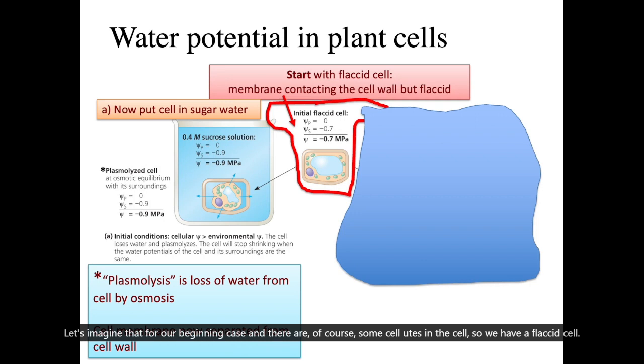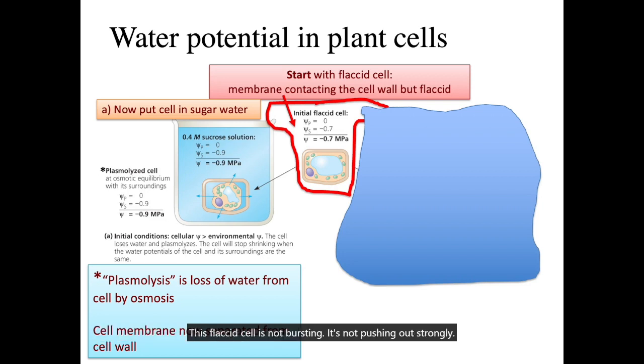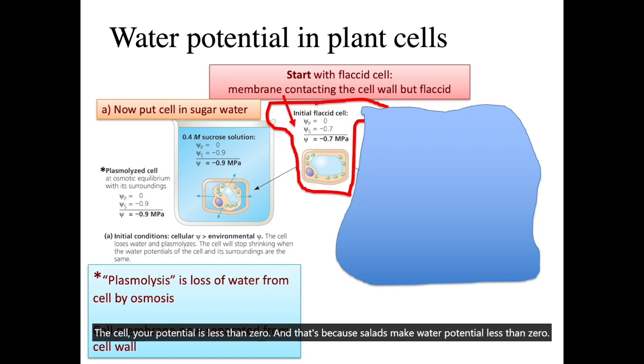And there are, of course, some solutes in the cell. So we have a flaccid cell. This flaccid cell is not bursting. It's not pushing out strongly. It's also not particularly collapsing. So the pressure potential inside is 0. The solute potential is less than 0. And that's because solutes make water potential less than 0. So in this case, it's negative 0.7. The total water potential, therefore, is negative 0.7 megapascals in this cell.